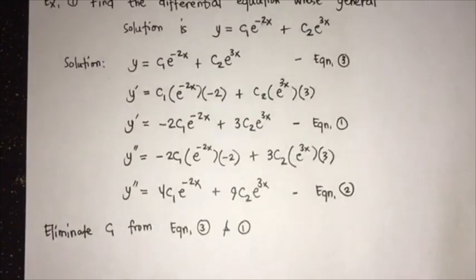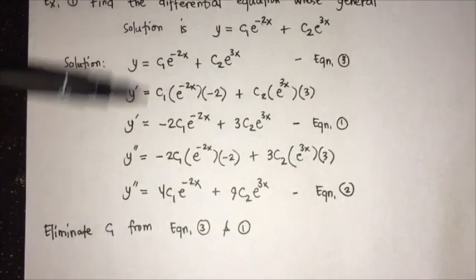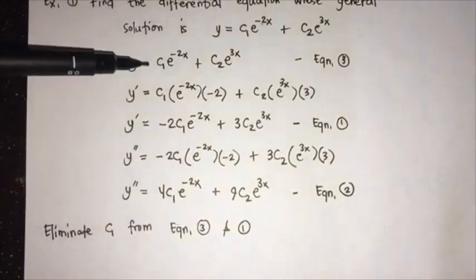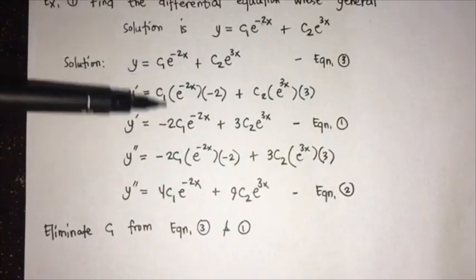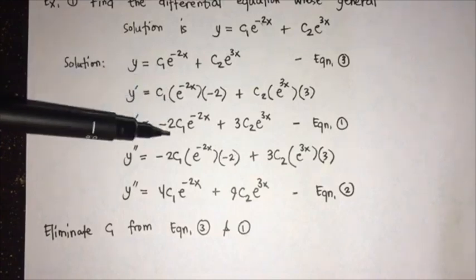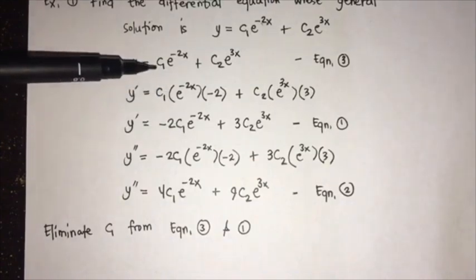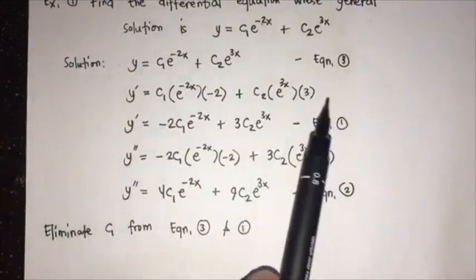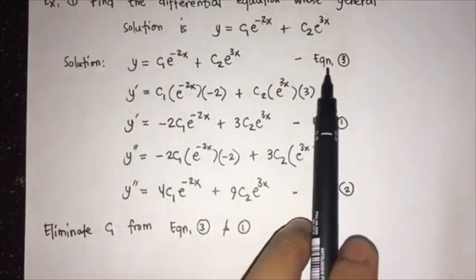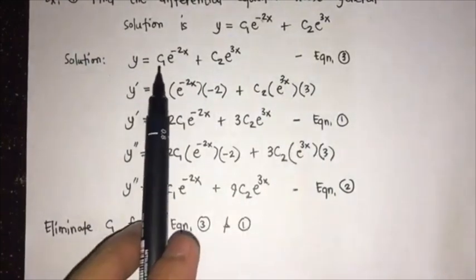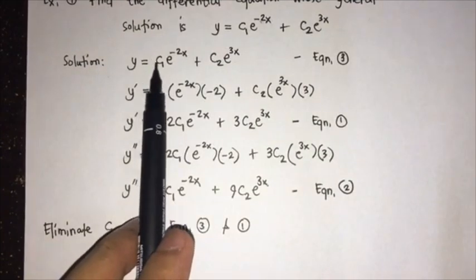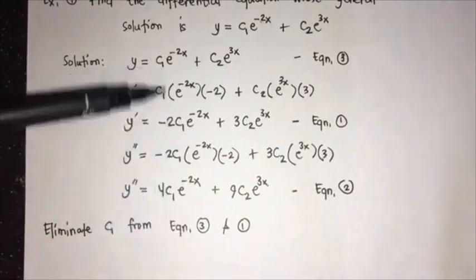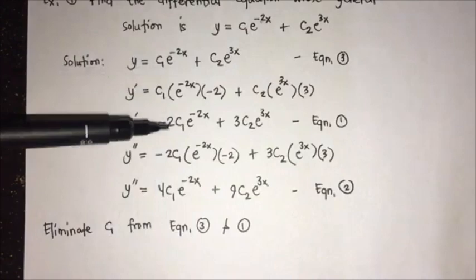So again, we will eliminate C1 from equations 3 and 1. To eliminate C1, we observe the terms that contain the coefficient C1. Here we have a coefficient of 1, and here a coefficient of negative 2. Therefore, we need to multiply equation 3 by 2 to make this 2C1, and then we will add equations 3 and 1.